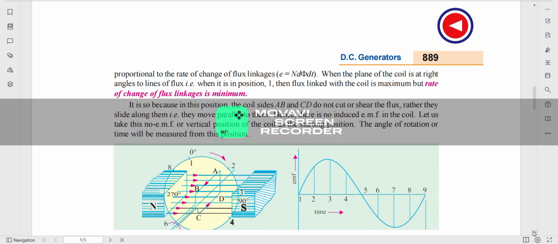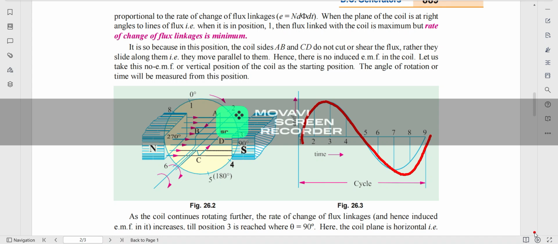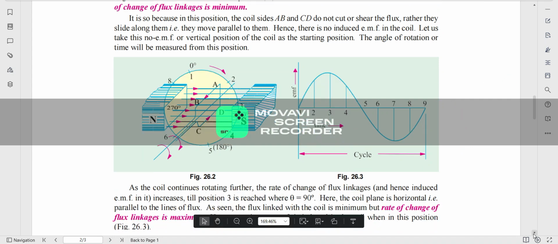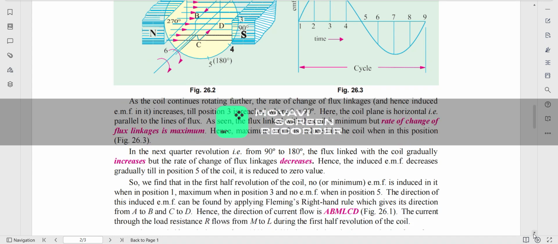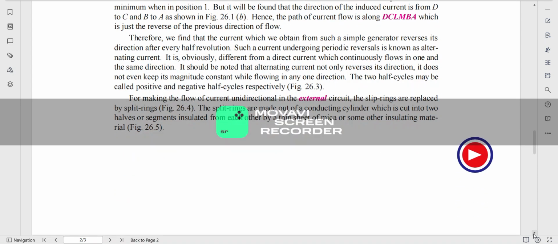This is explained in detail in this diagram. Without considering the commutator segments, the actual EMF generated will be in the form of a sinusoidal value. You can see in this diagram the actual value is a sinusoidal quantity, and after commutation this becomes unidirectional, like this. After commutation it is unidirectional; before that it is in sinusoidal form. Hope it is clear. This is all about the working principle, and it is explained in detail in this video, so you can refer to this PPT also. Thank you.